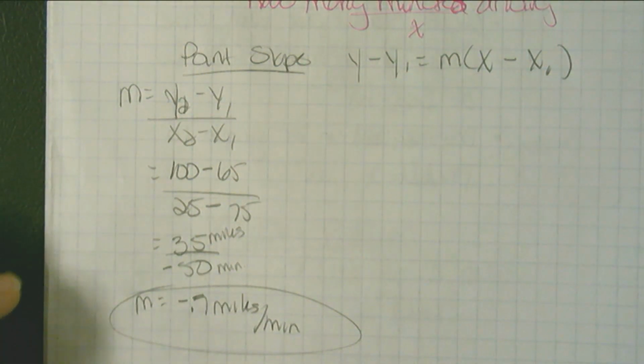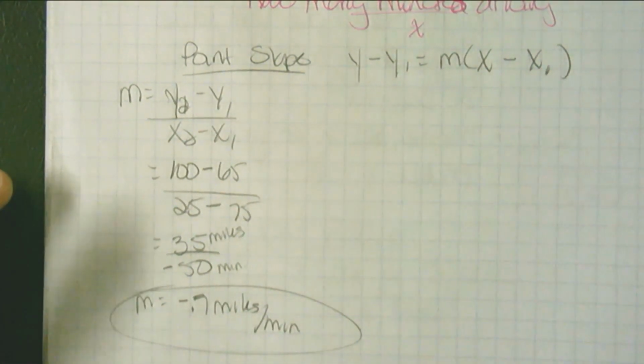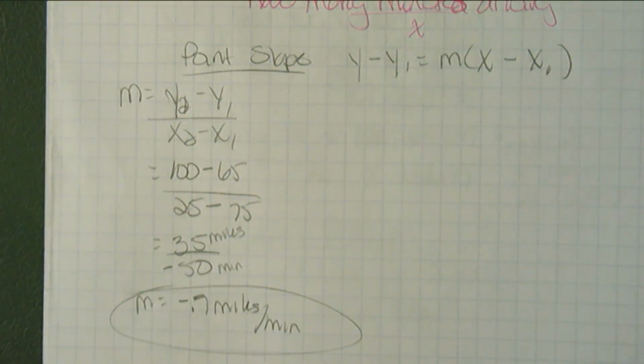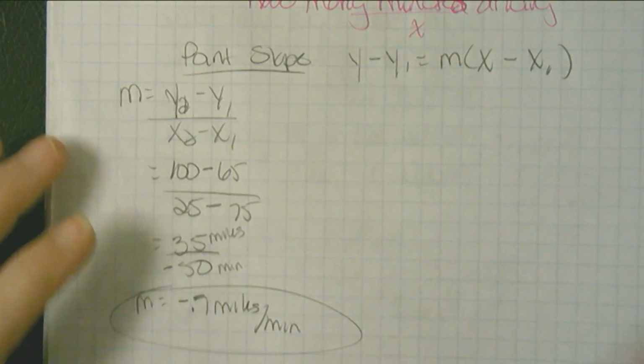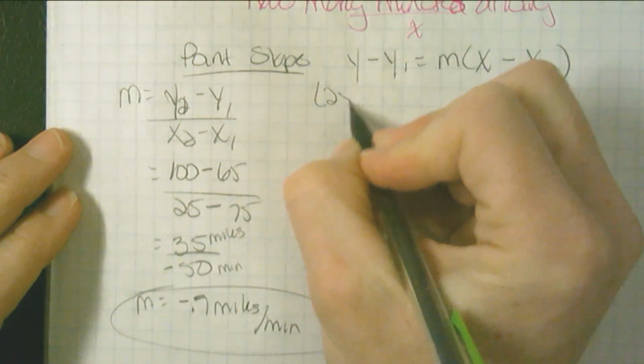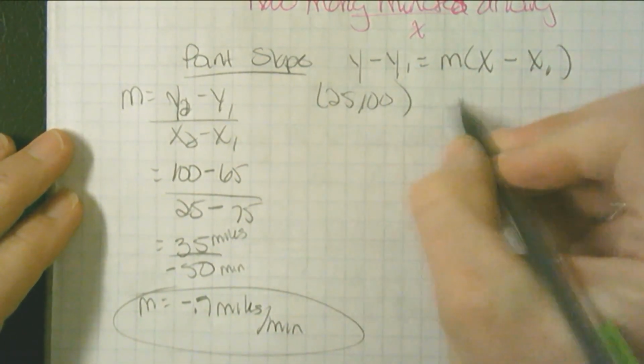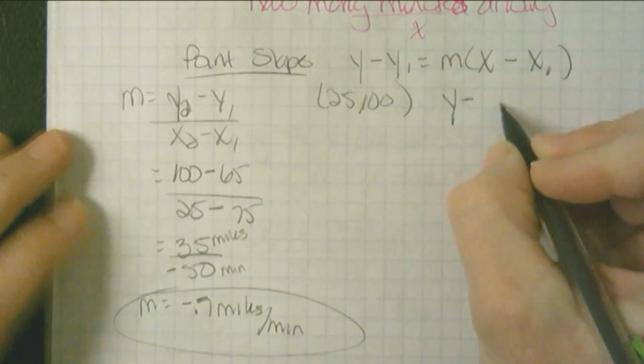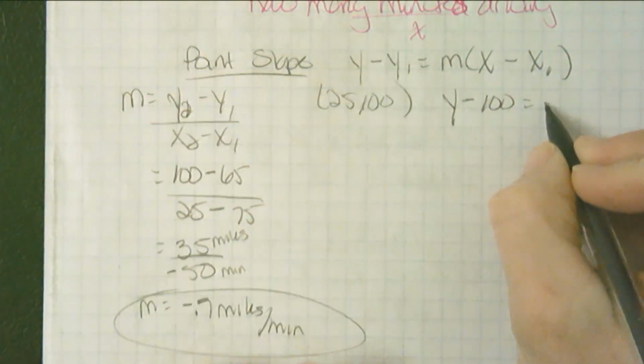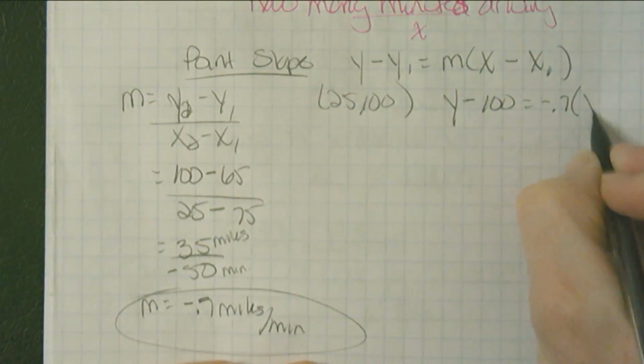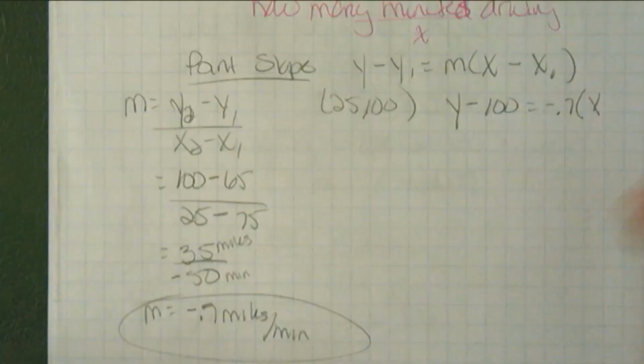All right, so now I'm just going to go ahead and put it in here. Now the thing with point-slope form is you could use either one of the 2 data points you were given. It doesn't matter which one you use. So if I use 25, 100, my equation would be y minus 100 is equal to negative 0.7 times the quantity of x minus 25.